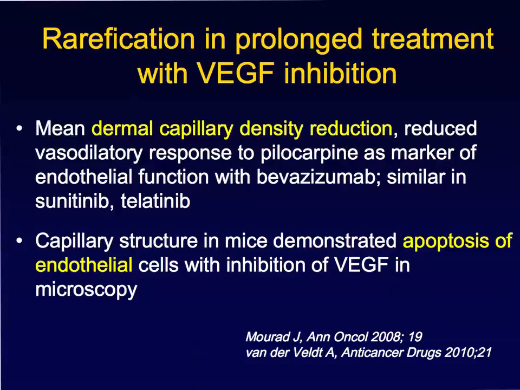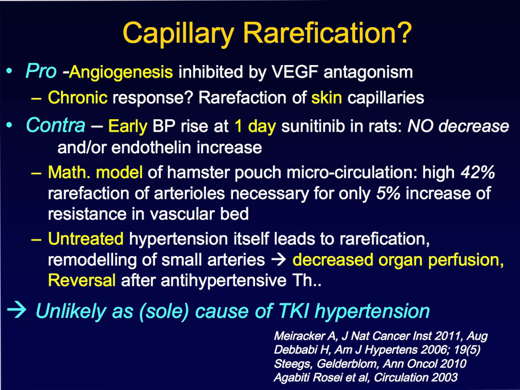So let me start with rarefication in VEGF inhibition. It has been shown that there is a mean dermal capillary density reduction in experimental work looking at microscopic histology, and there was a reduced vasodilatory response as a marker of reduced endothelial function. And this has been shown repeatedly with different therapies. And furthermore, the capillary structure showed apoptosis of the endothelial cells. Again, this, however, appears to be a more chronic process rather than an acute process.